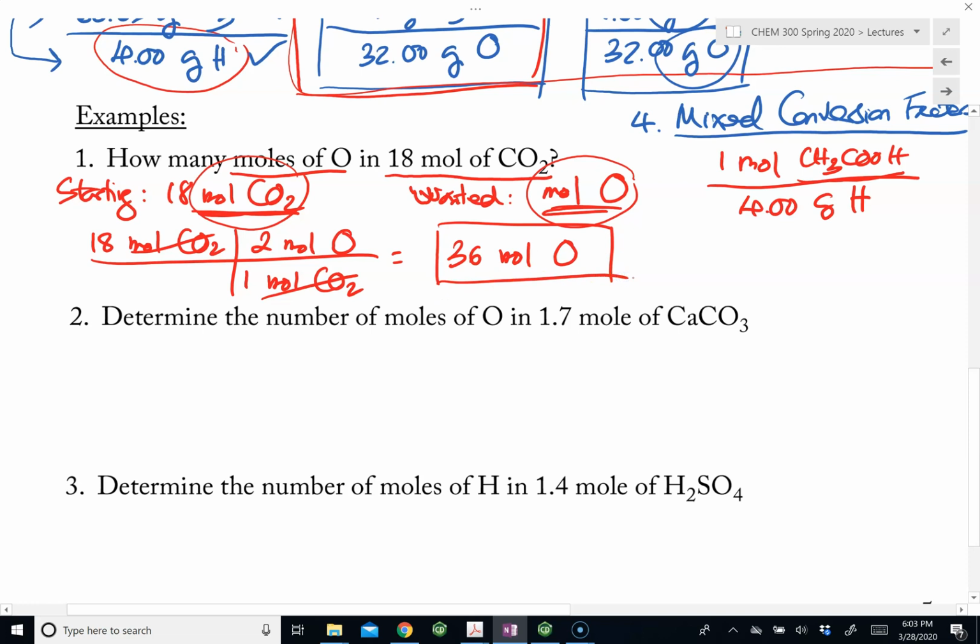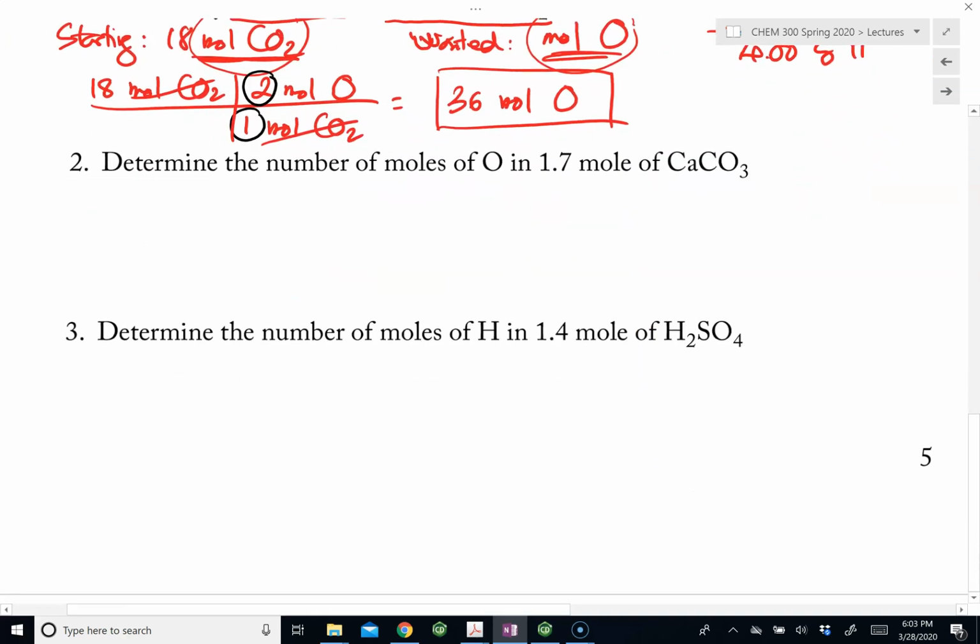Now, in this case right here, we are keeping the answer the way it is, and we do not round based on sig-figs. In fact, we actually do round based on sig-figs, but we just have to keep in mind that this value right here are exact value. The atom to atom ratio or mole to mole ratio from the chemical formula is exact. And now let's try the next problem. Determine the number of mole of oxygen in 1.7 mole of calcium carbonate.